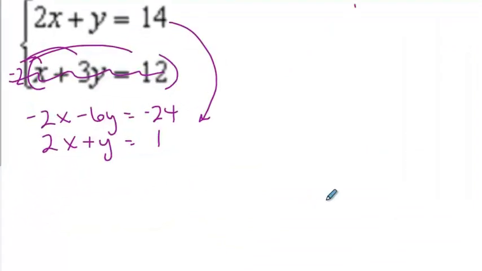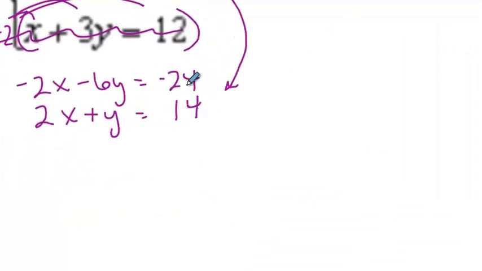Let's see here. I went ahead and I multiplied the bottom equation by negative 2 so that my x's would cancel. However, you could have instead multiplied the top equation by what? Negative 3, and your y's would cancel. Either one is perfectly acceptable. You just have to cancel one of them. They have to be opposites.